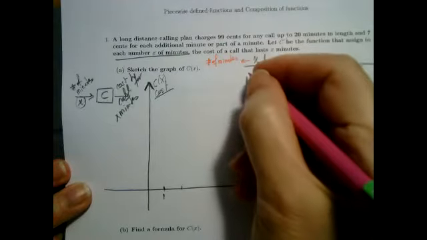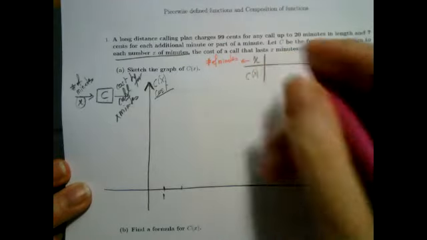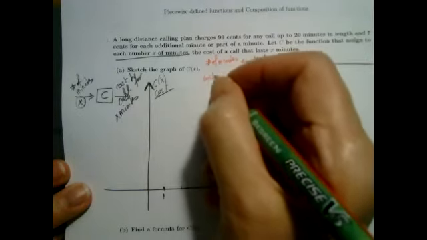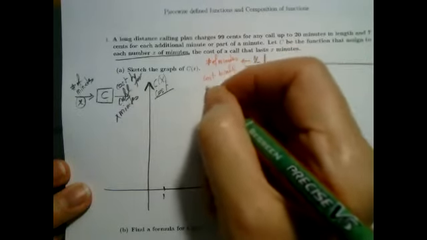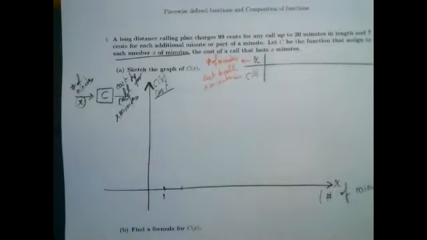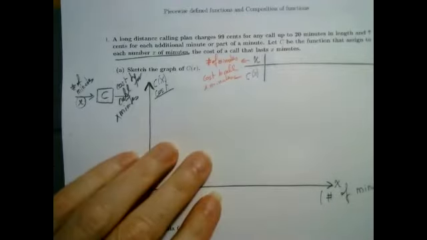And C of x is the cost to call x minutes. That's the output: cost to call x minutes. Now, let us understand what's happening.